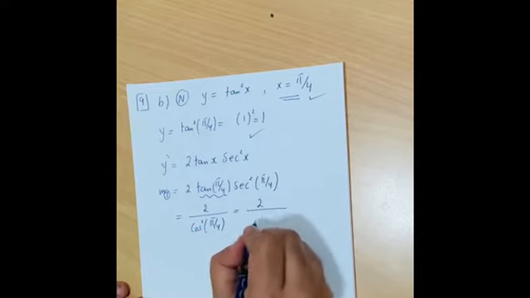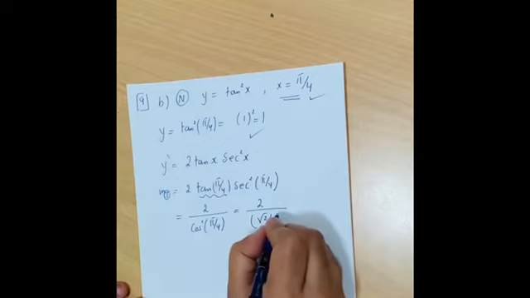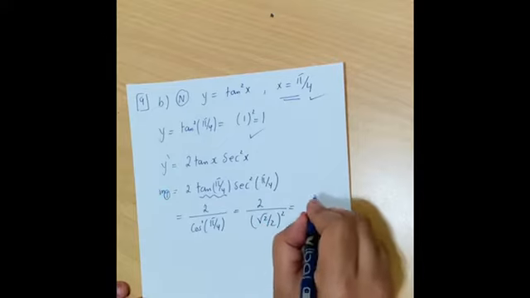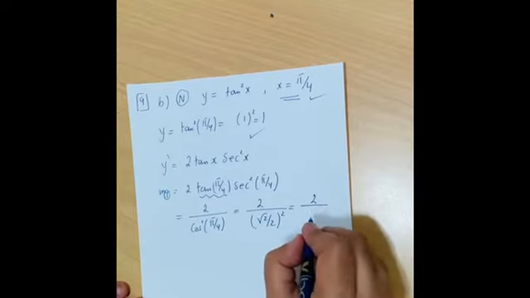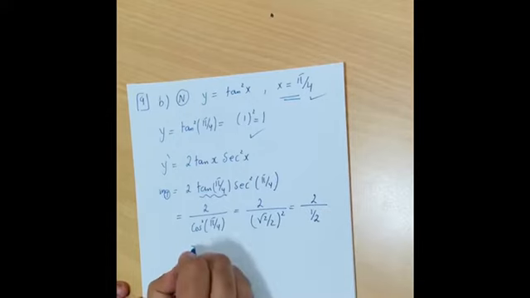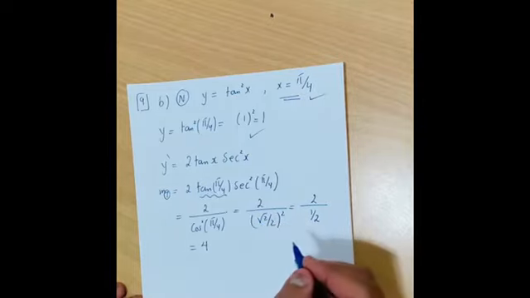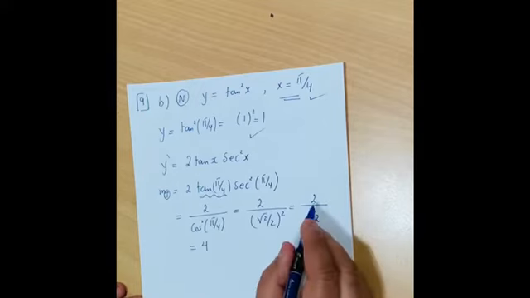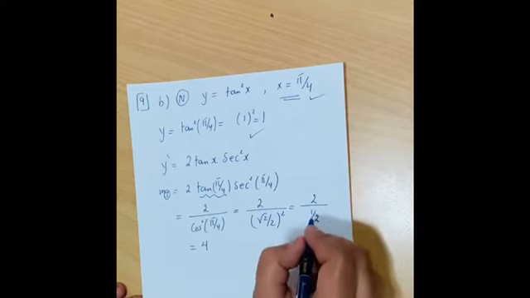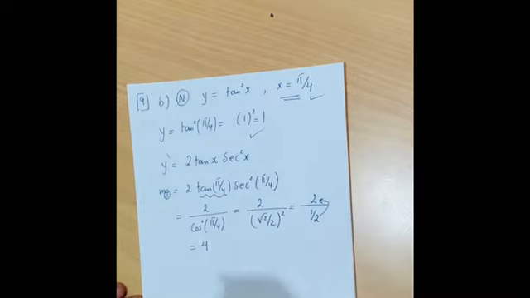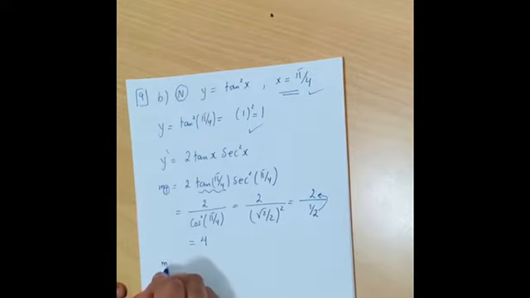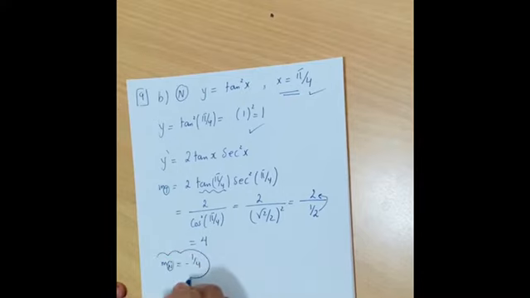So 2 over root of 2 over 2 squared. So it's 2 over half, which is equal to 4. Because root of 2 over 2 all squared is equal to 2 over 4, which is half. 2 over 4 is half, then denominator of denominator is numerator, so that 2 goes up. Now gradient of the normal is negative 1 over 4.